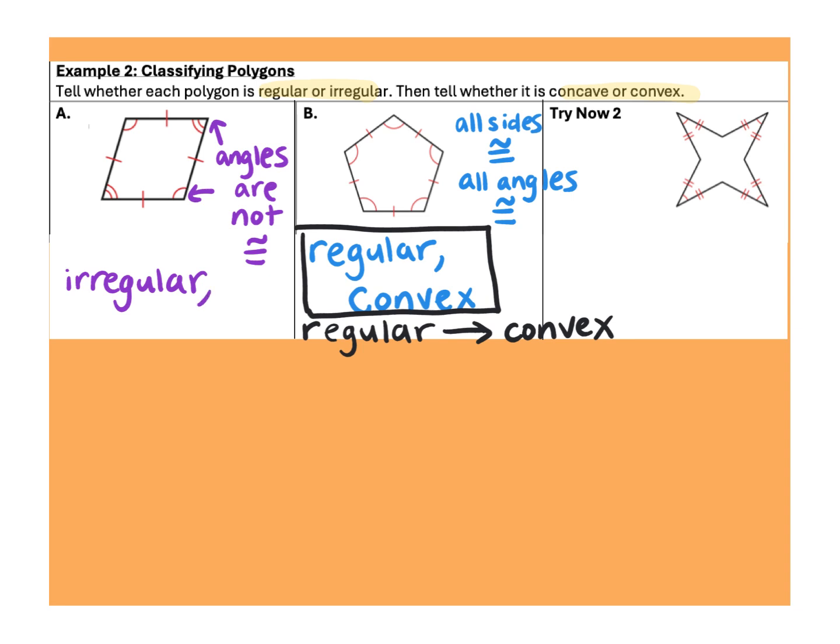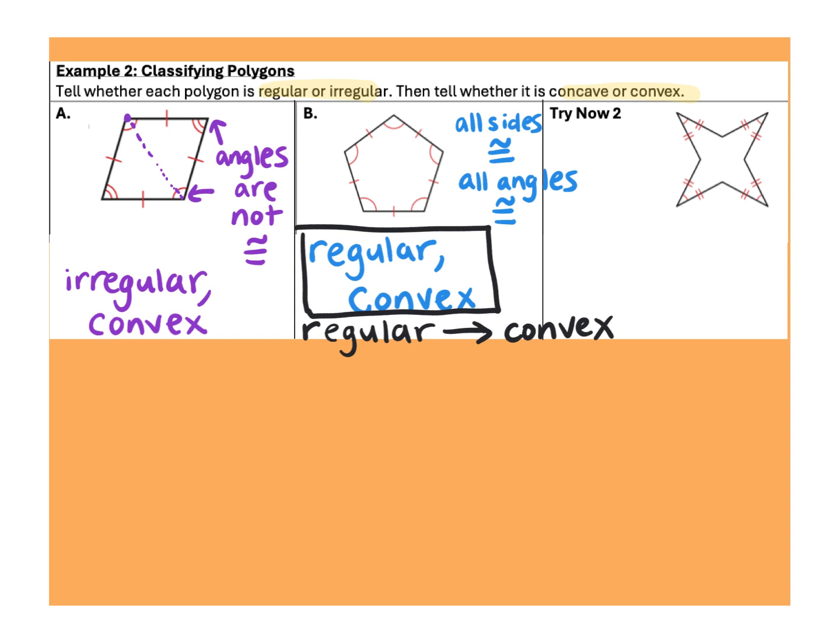Now, even though it's irregular, you can still see that this is convex. If we draw the diagonals, and it's a quadrilateral, there's only two diagonals we can draw in, none of the points on those diagonals are outside of my polygon. So it's convex.